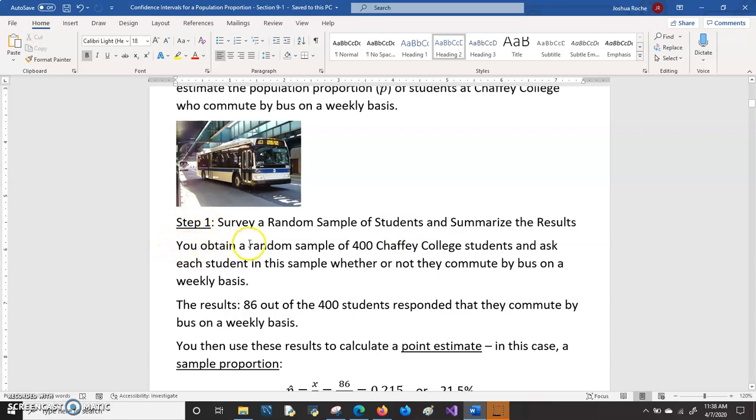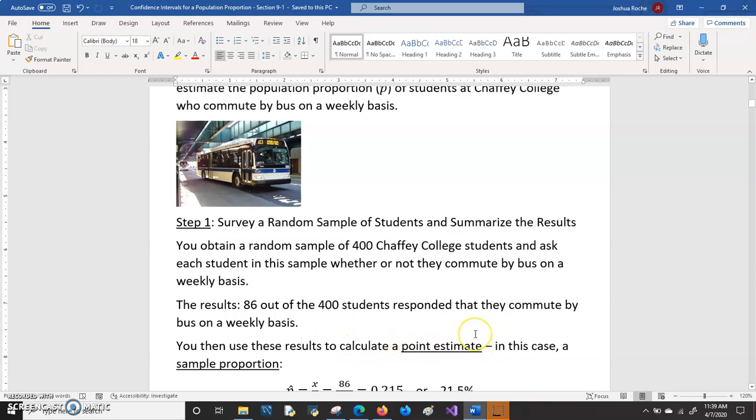Let's say that you obtain a random sample of 400 Chaffey College students, and you ask each student in the sample whether or not they commute by bus on a weekly basis. And you get these results. You find that 86 out of the 400 students respond that they commute by bus on a weekly basis. So based on those results, you can calculate what's called a point estimate.